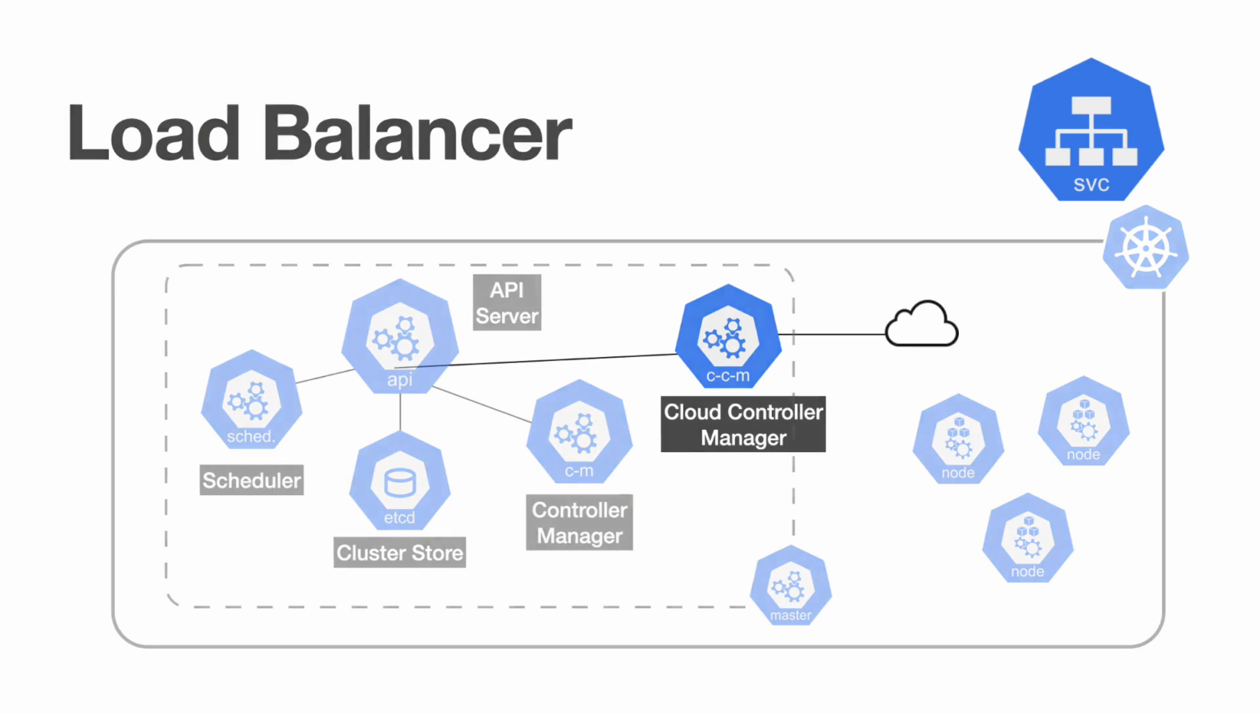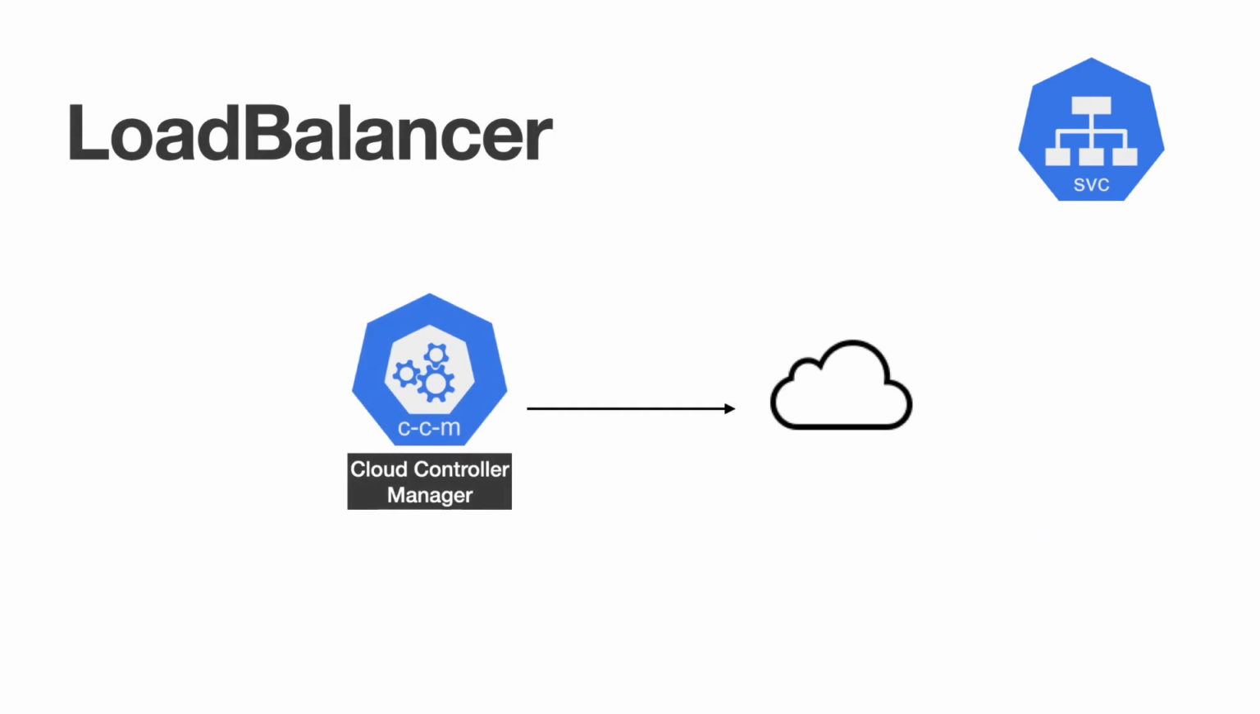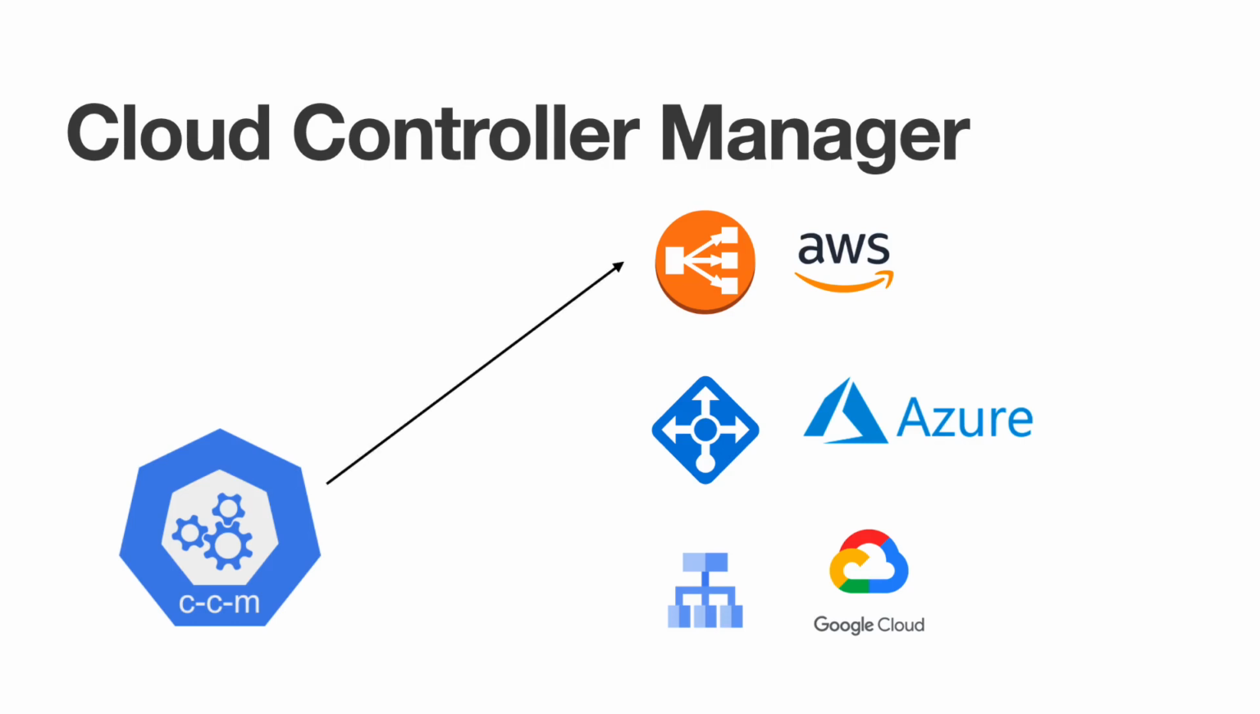So basically it talks to the underlying cloud provider, right? And if we are running on AWS, it creates an NLB on AWS. If you're running on Azure, it creates, I think it's an NLB as well on Azure. And if you're running on GCP, it creates an NLB on GCP. But as I said, we are running on Minikube, so we have to use minikube tunnel.